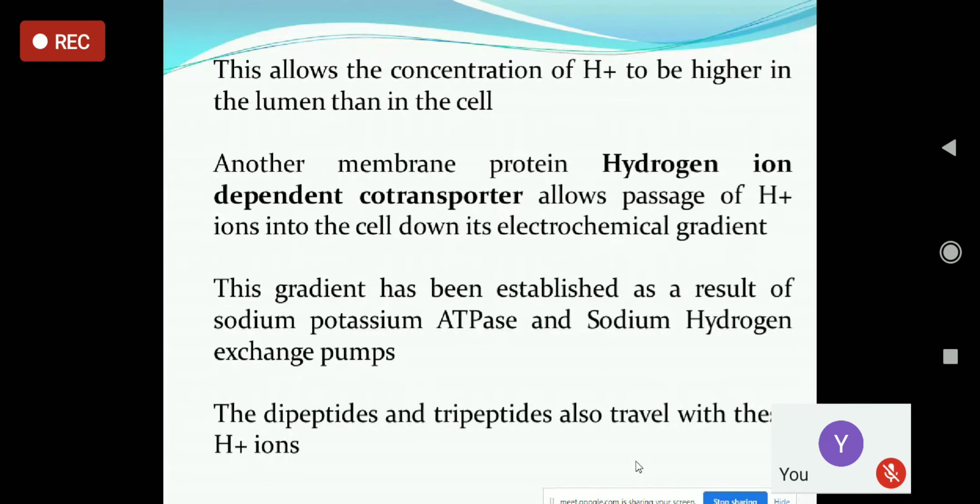So due to the action of this pump, the concentration of hydrogen is higher in the lumen than in the cell. There is another membrane protein, the hydrogen ion dependent co-transporter, that allows passage of hydrogen ion into the cell down its concentration gradient. This gradient has been established as a result of the sodium-potassium ATPase and the sodium-hydrogen exchange pump. The di and tripeptides also travel with these hydrogen ions.